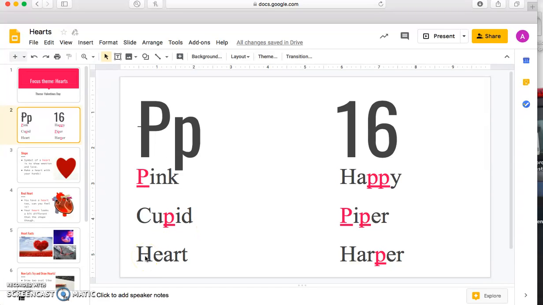Notice how I don't have a P in the word heart. It's good to put a couple words down there, if you can, that don't have P's in them, so you can recognize words that do have it and words that don't.